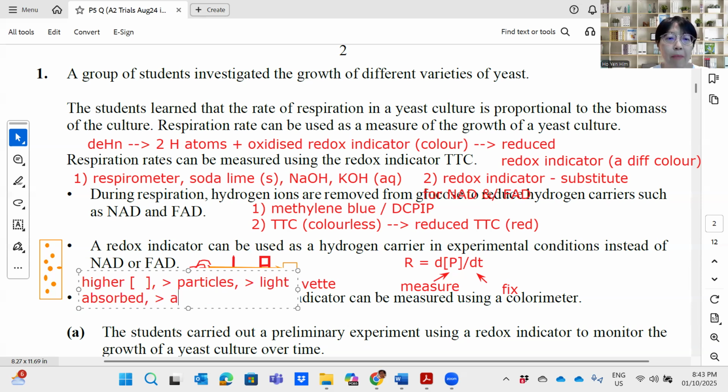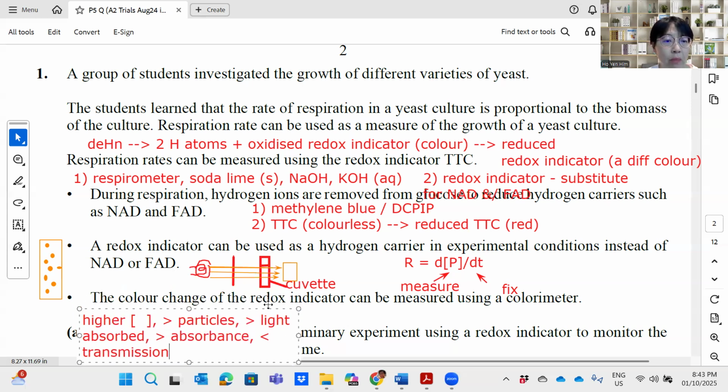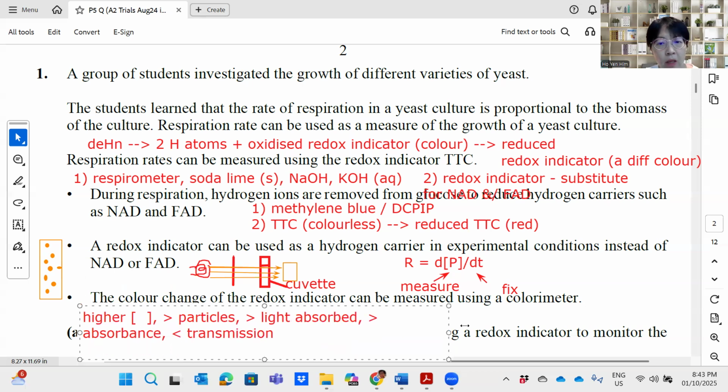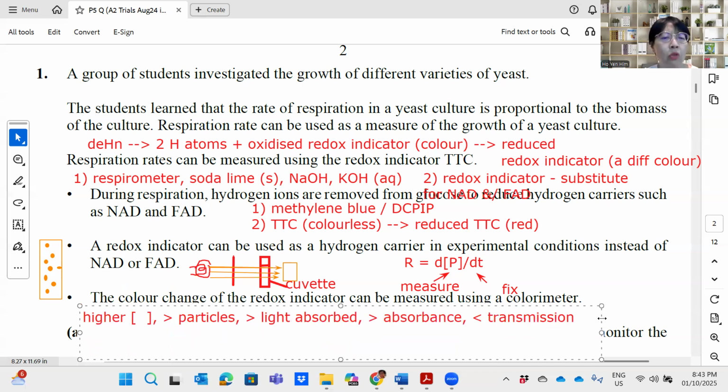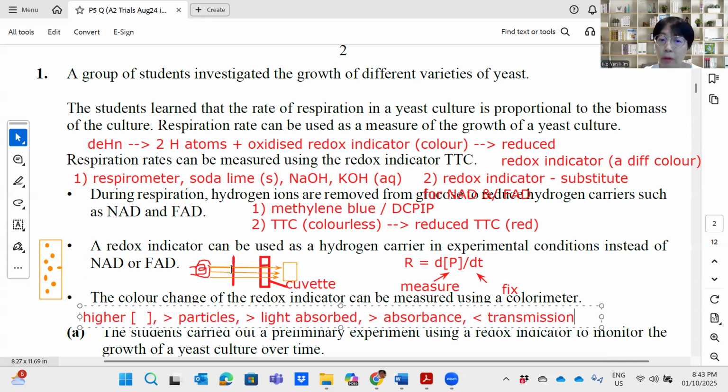So the higher the absorbance, the lower the transmission. That means the total light that is sensed by the sensor becomes less, meaning that when you get less light transmitted, you get more light being absorbed. Okay? I hope by now you know the principle of this colorimeter. There's one additional thing I want to mention to you, which is the filter.